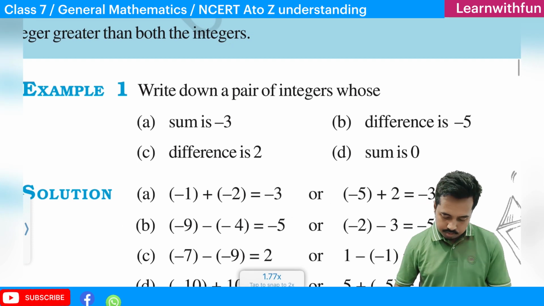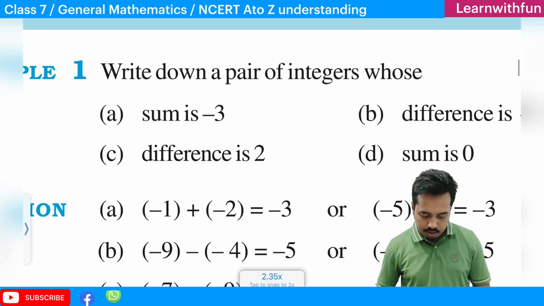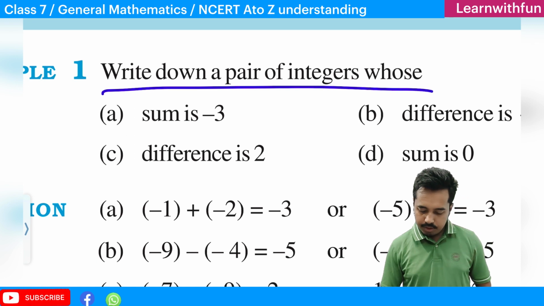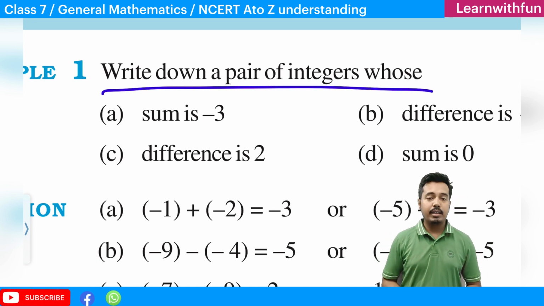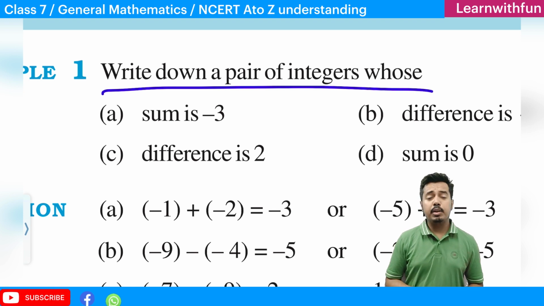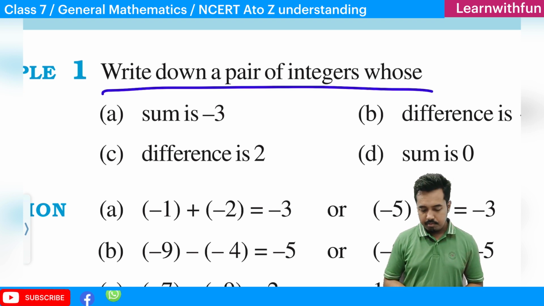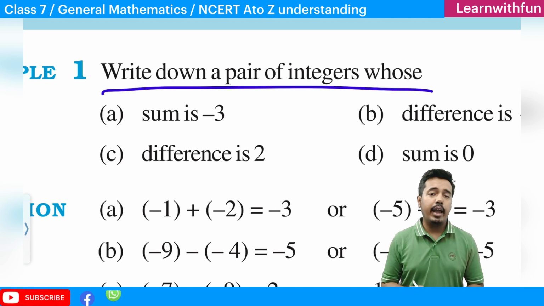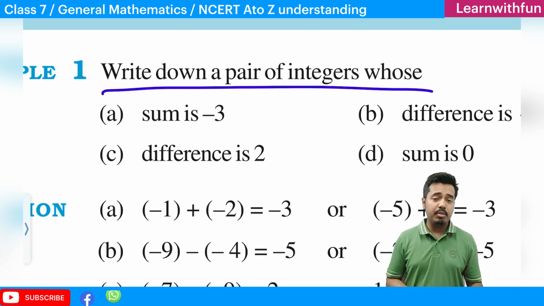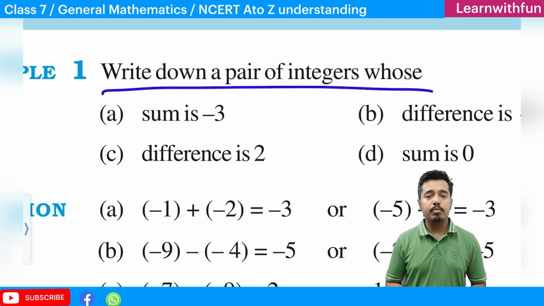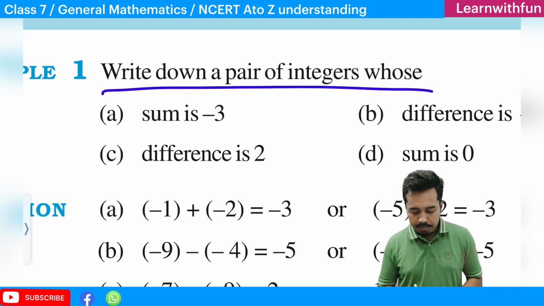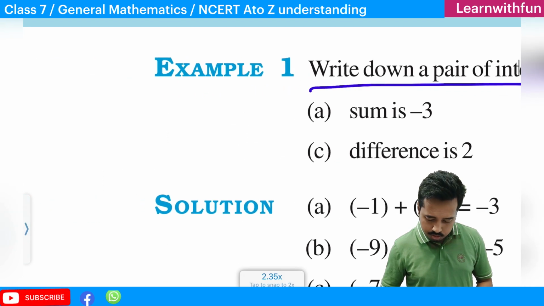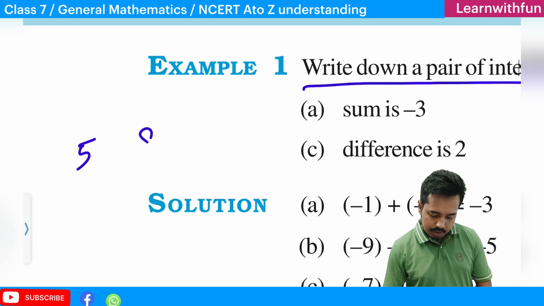Now let's move to example 1. Write down a pair of integers whose sum is minus 3. If the sum is minus 3, then there should be a negative number, because we cannot get a negative number after adding two positive numbers. So we'll have to take two negative numbers or at least one negative number so that we can get the sum minus 3. So you can take 5 and 2.